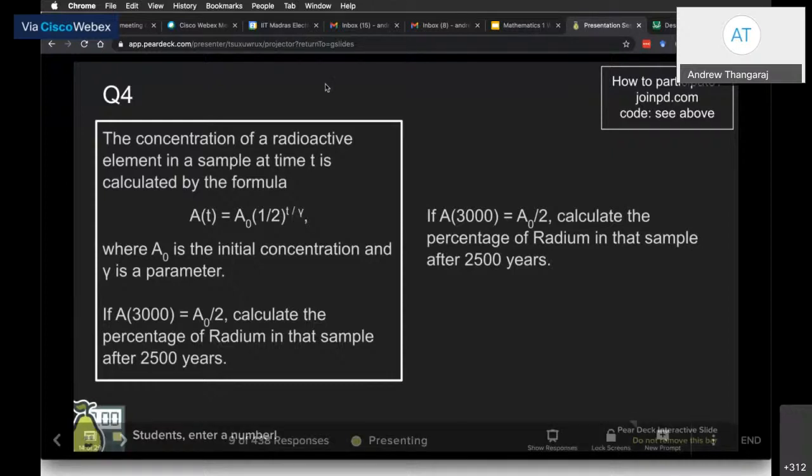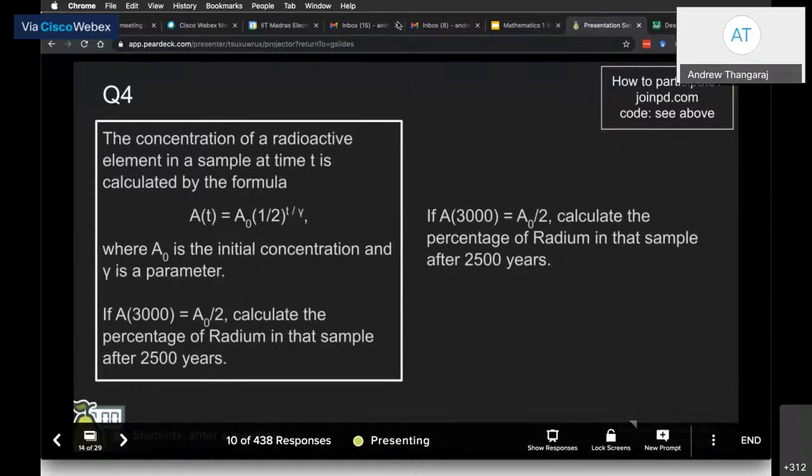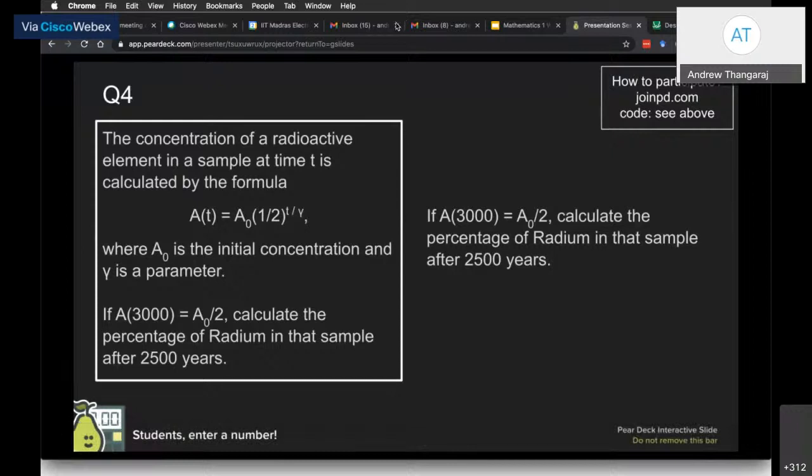Let me give a few more minutes, try working it out. Once again, do not put your answers in the WebEx chat. The answers need to go to joinpd.com, where you put in your responses. You can enter a number which is the percentage of A of t by A naught.